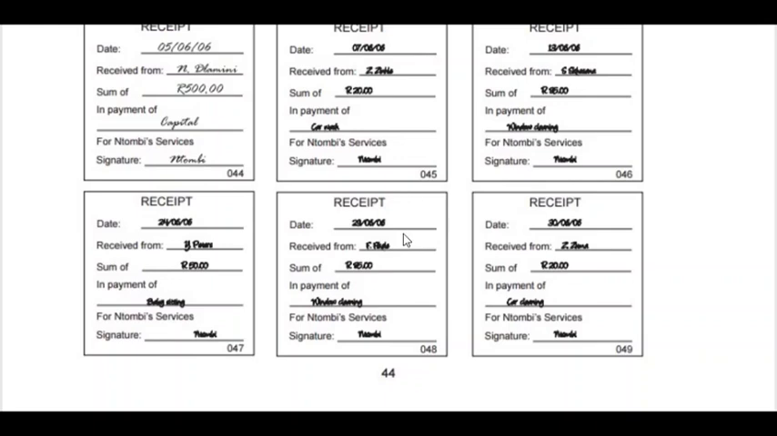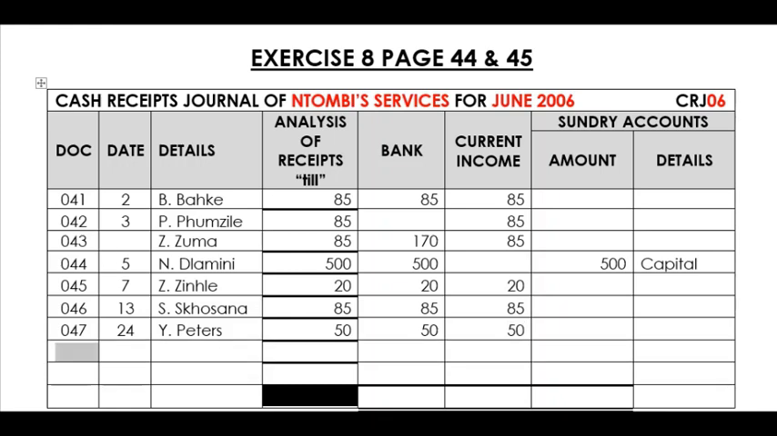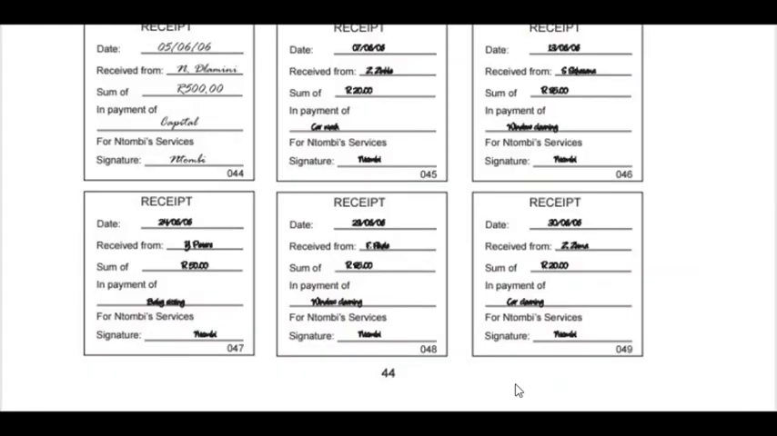Then the last two transactions happened on the 29th of June. F. Fikile paid us 85 Rand for window cleaning, receipt number 48. So it will look like this. It's receipt number 48 on the 29th. F. Fikile, he paid us 85 Rand, but it's the only transaction for the day. So you can draw your line, cash up, put the money in bank, and window cleaning counts as a service. And then lastly, right at the end, on the 30th of June, Zuma paid us 20 Rand for cleaning her car or his car. We issued receipt number 49.